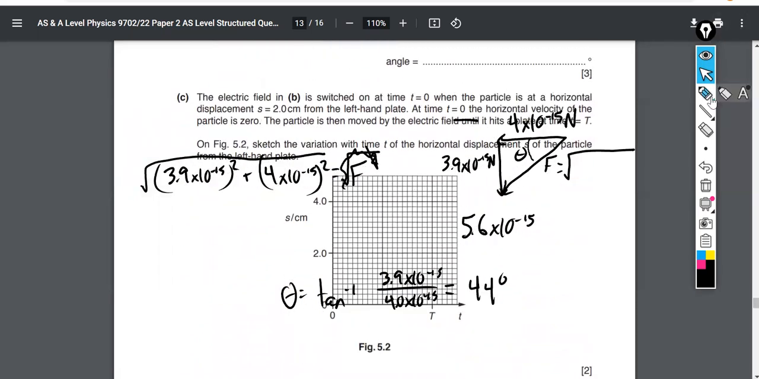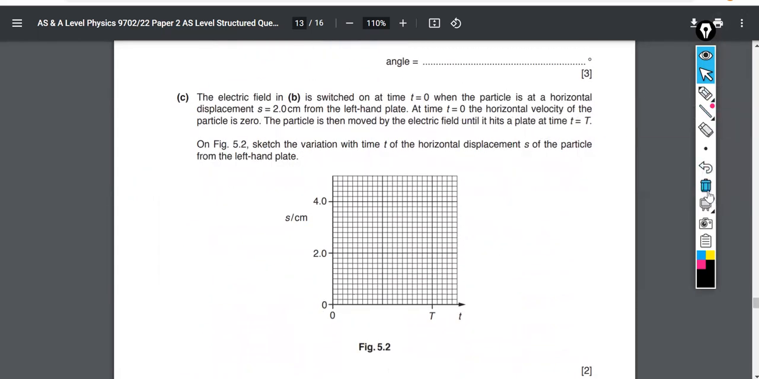Question then goes on to read, the electric field in B is switched on at time t equals 0 when a particle is at a horizontal displacement s equals 2.0 centimeters from the left-hand plate. At time t equals 0, the horizontal velocity of the particle is 0. The particle is then moved by the electric field until it hits a plate at time t equals capital T. On figure 5.2, sketch the variation with time t of the horizontal displacement s of the particle from the left-hand plate.